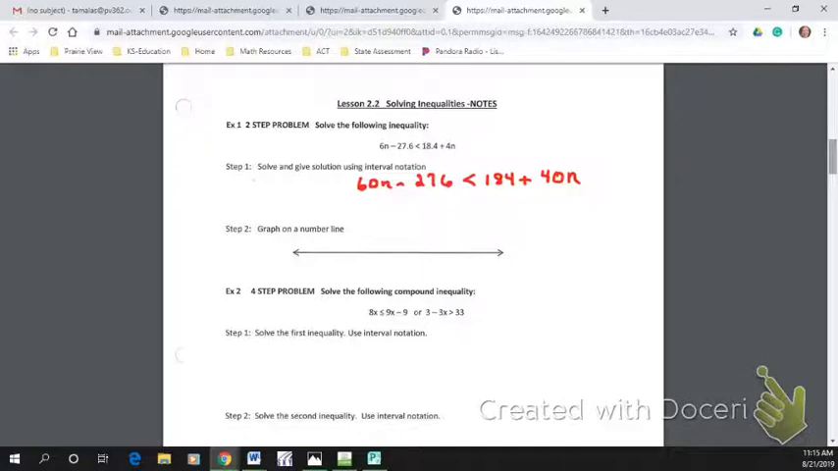Okay, so what? You think take 40n's off of both sides? 40 off of here and 40 off of here will leave me with what? 20n. And now I need to do what? Add 276 to both sides? So if I add 276 to 184, what will I get? 460? Okay, so I have 460 divided by 20. What is 460 divided by 20? Okay, 23. So n is less than 23.